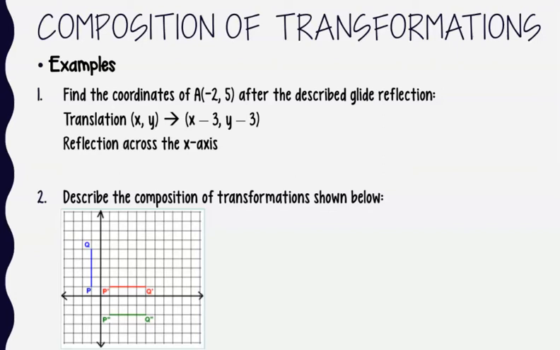Let's do some examples of composition of transformations. The first one asks me to find the coordinates of point A, which is originally at -2, 5, after the described glide reflection, and it tells me the translation and the reflection that are supposed to be occurring. The next one has a picture and asks me to use that to figure out what composition has occurred. Make sure you pay attention to what's the prime, what's double prime, and what's just the original points.